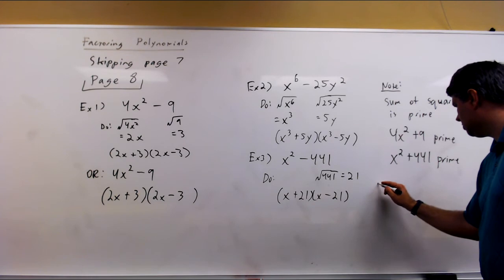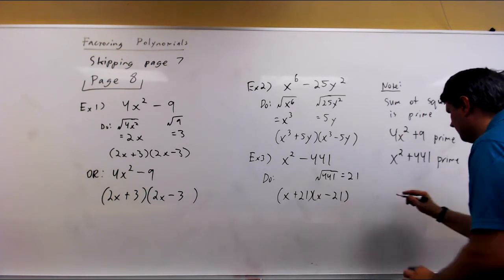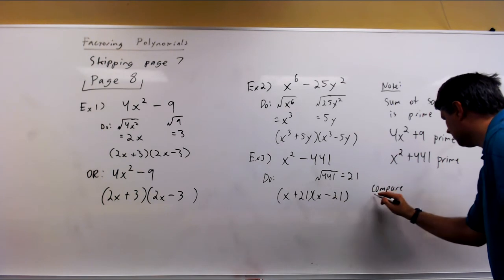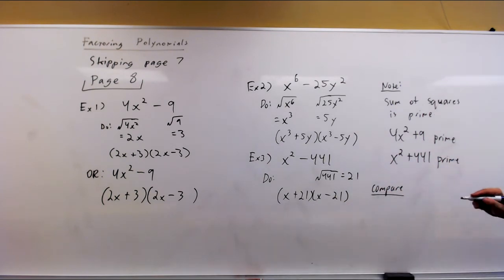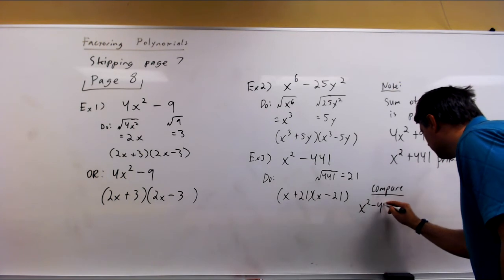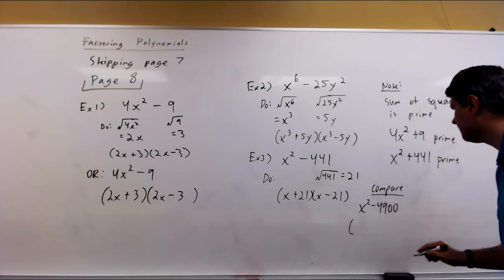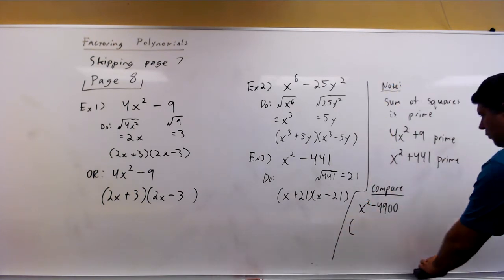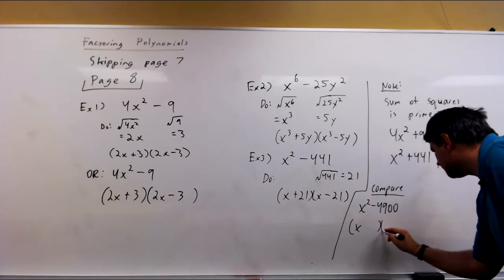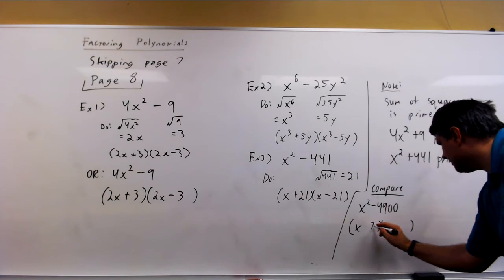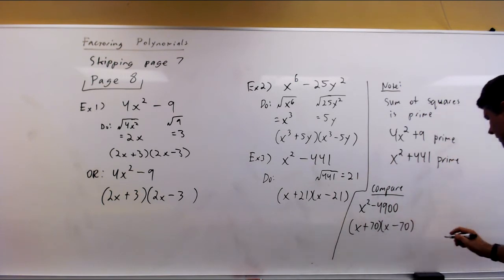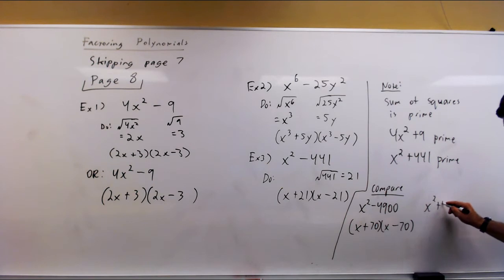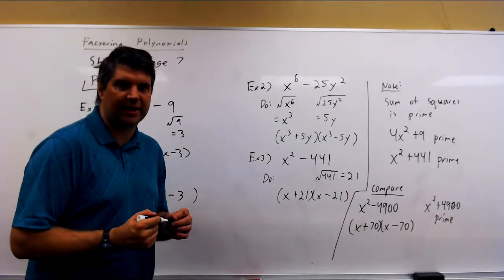So, compare. x squared minus 4,900: square root of x squared is x, square root of 4,900 is 70. So plus 70, minus 70. But x squared plus 4,900 is prime. Non-factorable.